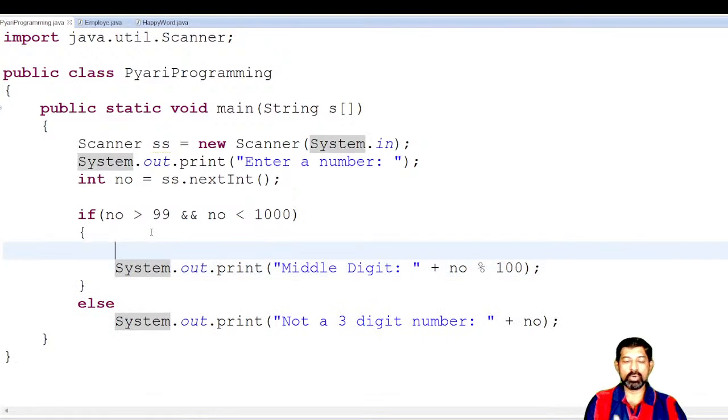Okay, let me show you. Suppose I am taking int mid is equals to, I want to convert it into integer.